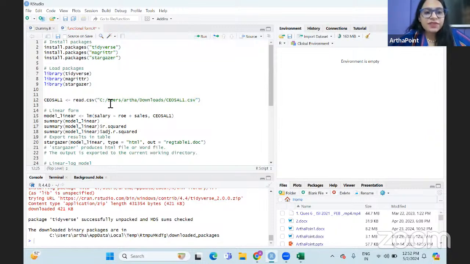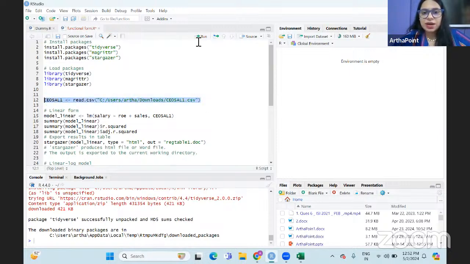Remember that whenever you will use any particular file, तो जब आप किसी भी file का properties पढ़ते हो, it comes with backslashes. You need to convert them into forward slashes. Only then its address will be useful. ठीक है जी? So what I am doing, I am reading this file and I am naming this file as CEOSAL1. That's it. So this step is very, very simple.